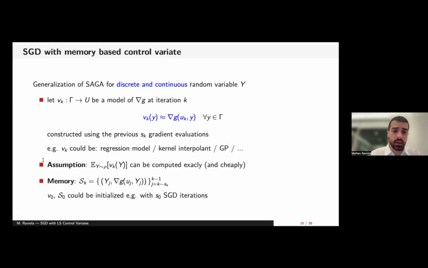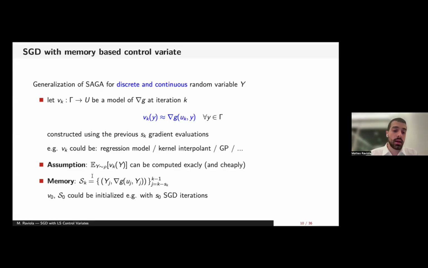And then this model could be anything. Think of a regression model, a kernel interpolation, a Gaussian process. The only constraint that we have in the choice of this v_k is the following: computing the true expectation over the parameters of this model has to be cheap, and we have to be able to do it exactly. That's the only constraint on the model class that we can choose.